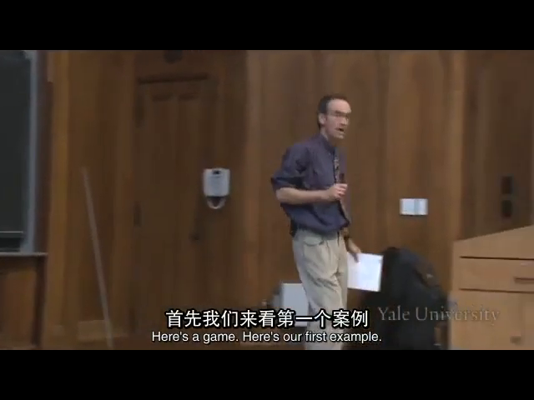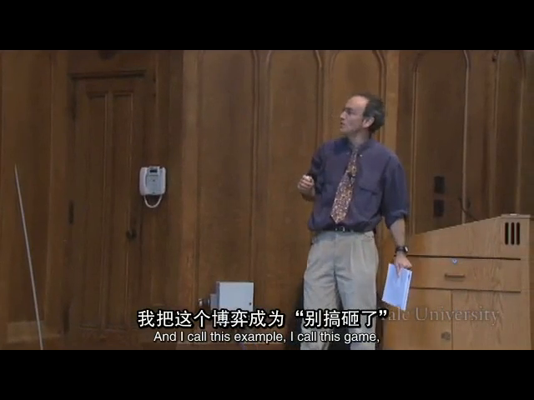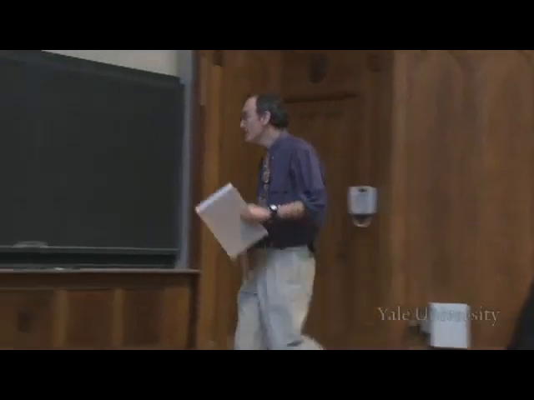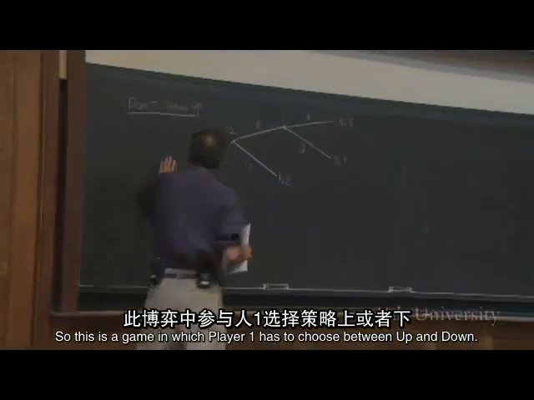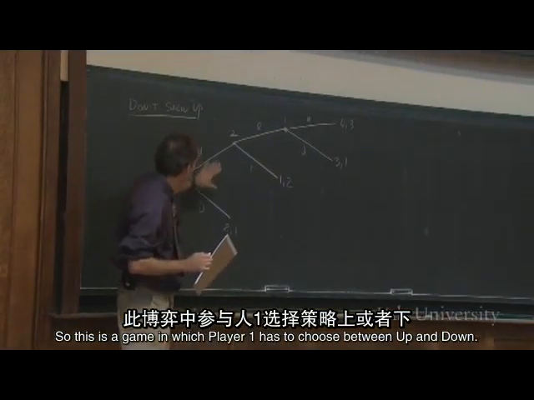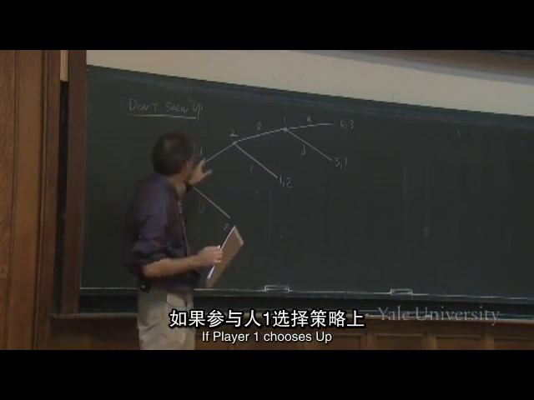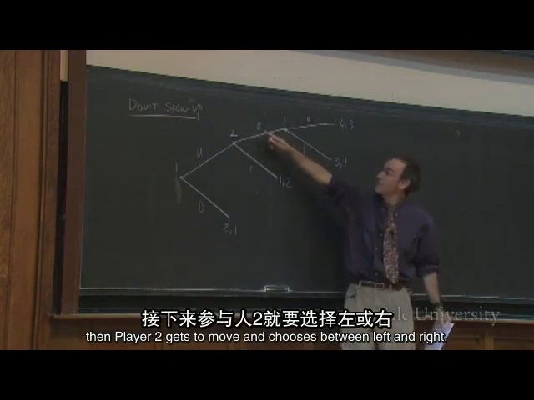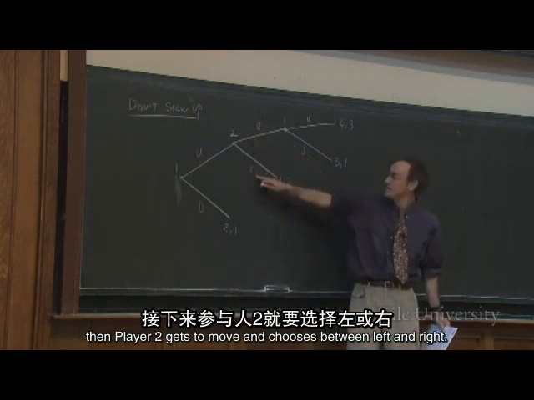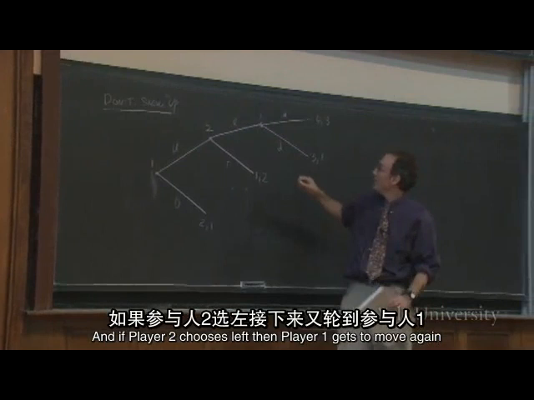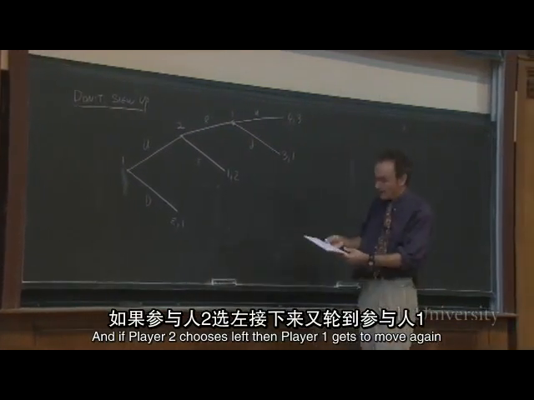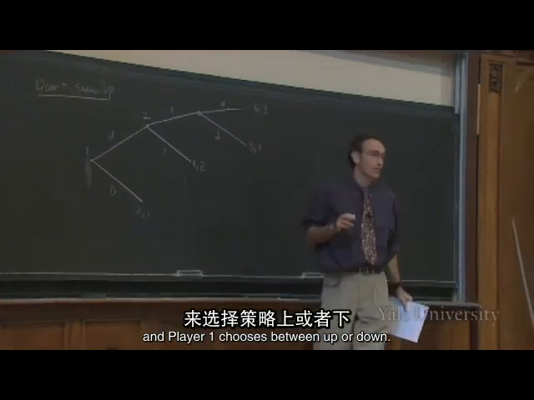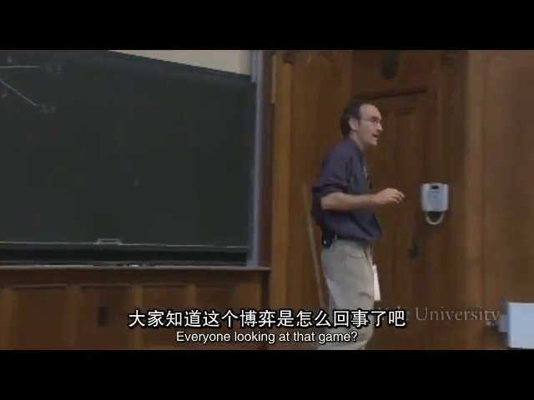Here's a game. Here's our first example. I called this game Don't Screw Up, for reasons we'll see in a minute. This is a game in which player 1 has to choose between up and down. If player 1 chooses up, then player 2 gets to move and chooses between left and right. And if player 2 chooses left, then player 1 gets to move again, and player 1 chooses between up or down.